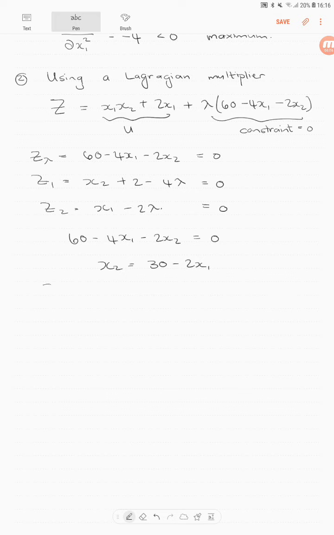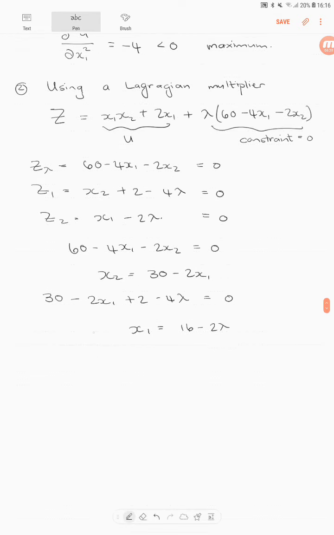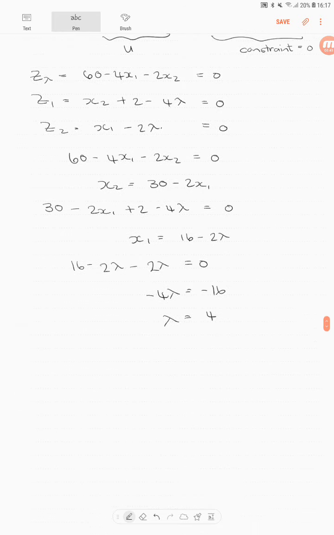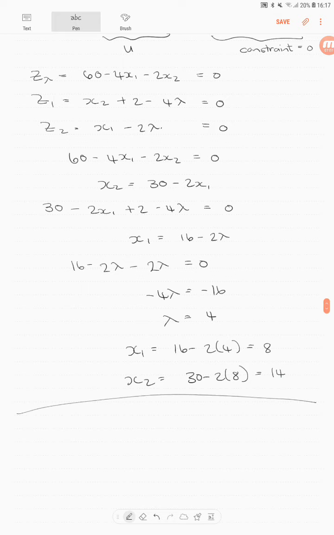We place that into our second equation. So that would be 30 minus 2x1 plus 2 minus 4 lambda is equal to 0. So that makes x1 equal to 16 minus 2 lambda. We place that into the third equation. So that would be 16 minus 2 lambda minus 2 lambda equal to 0. So minus 4 lambda is equal to minus 16, lambda equal to 4. x1 is equal to 16 minus 2 times 4, which is 8. And x2 equals 30 minus 2 times 8, which is 14. Same answers as before.